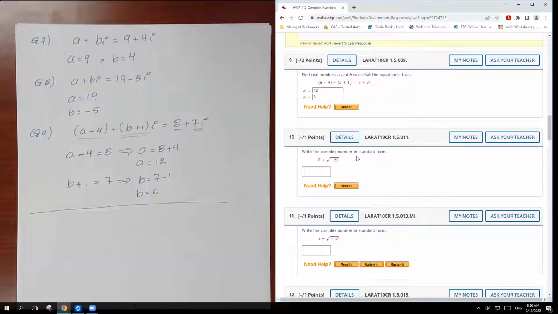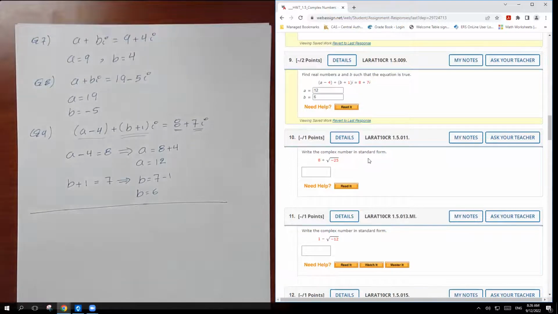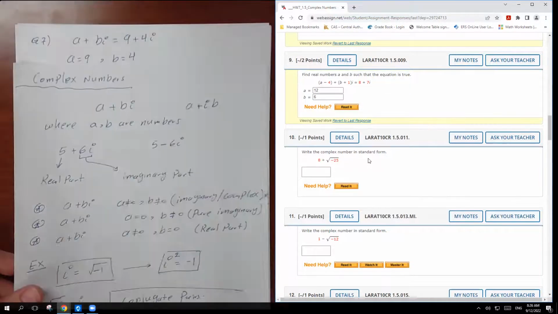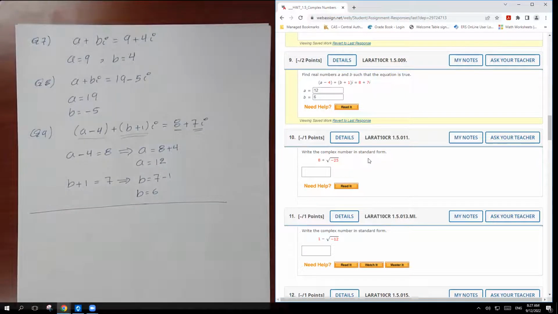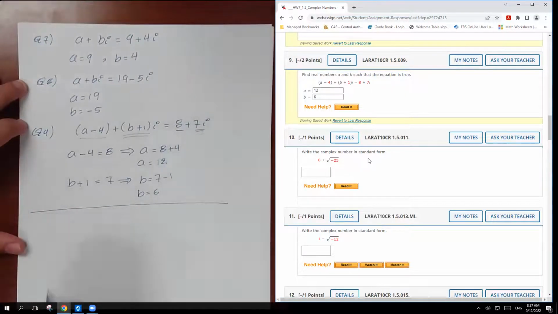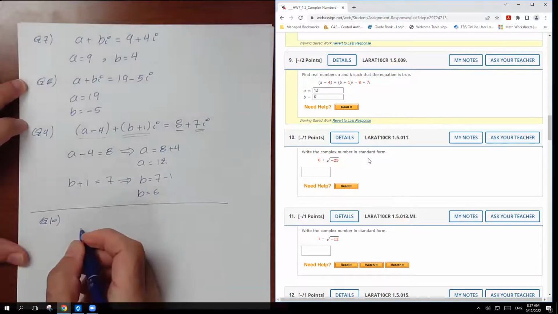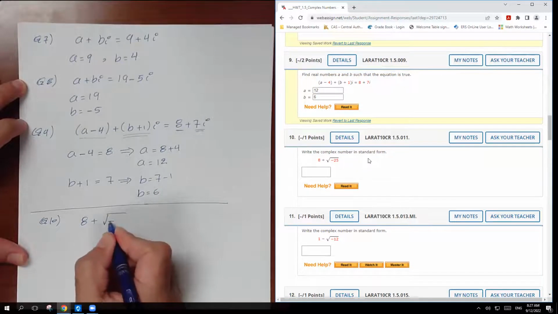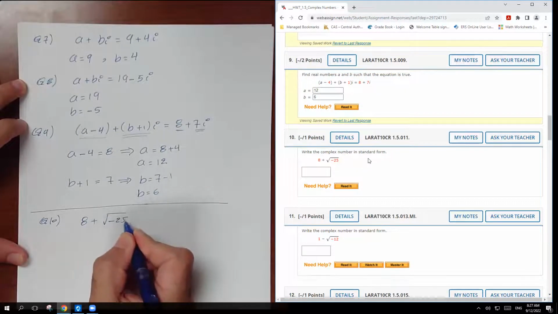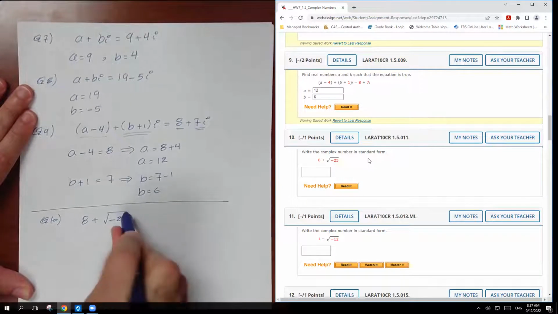Now, question 10. Write the complex number in standard form. Standard form means A plus Bi. They ask you in question 10 to write 8 plus square root of negative 25 in the standard form. So we need to write this as A plus Bi.